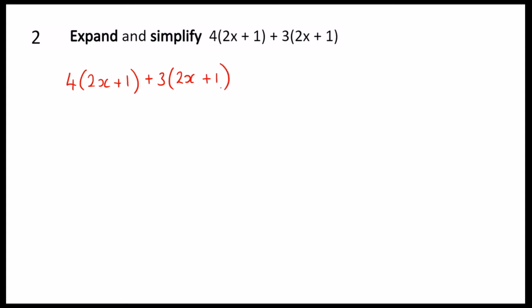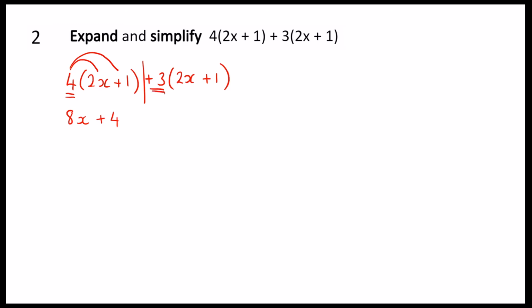Now, first of all, if I split the question down this line here, hopefully you can see that on the left side we have a single bracket that we can expand, and we also have a single bracket on the right hand side that we can expand as well. Let's start on the left hand side. So we have 4 on the outside. We want to times this by everything inside our bracket. So 4 times 2x gives us 8x, and 4 times positive 1 gives us positive 4. That's the left side done.